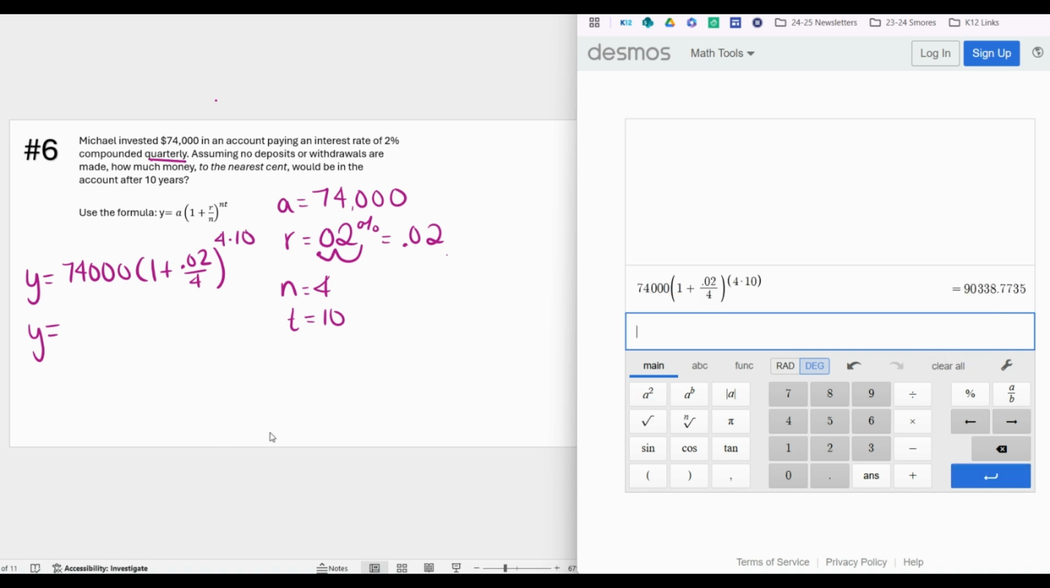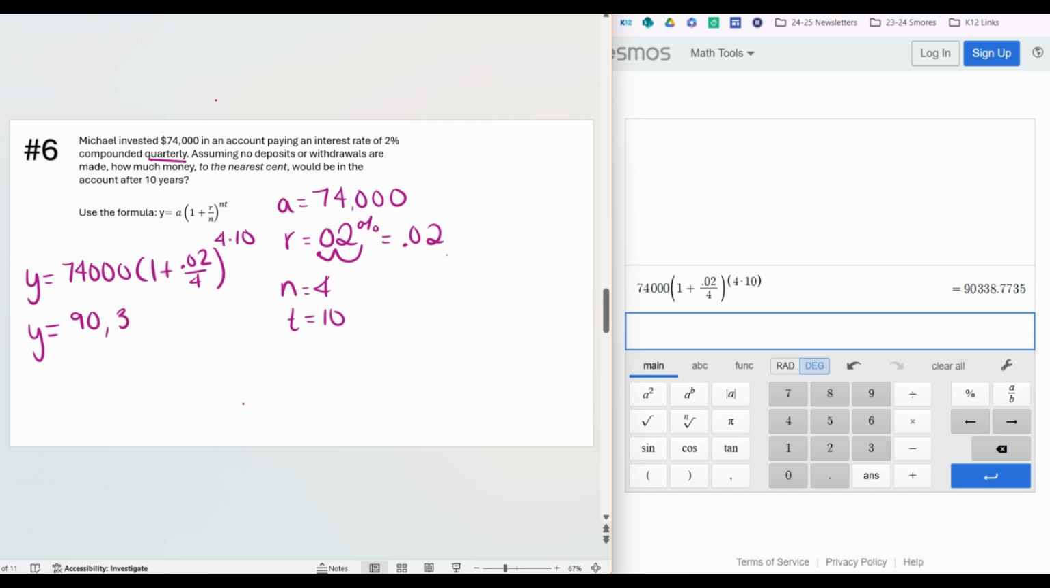So when you hit enter, it gives you the value. So we have $90,338 and we have 77 cents. Okay, so that's going to be how much money is in the account after 10 years.